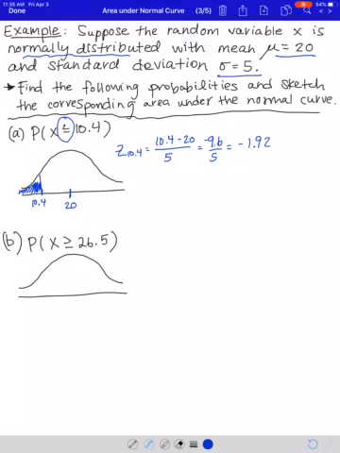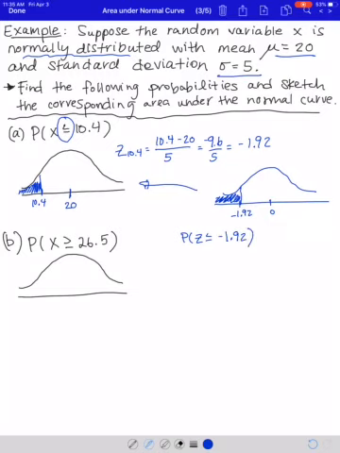Okay. So if I were to draw my standard normal curve here, now our mean is 0, and a z-score of negative 1.92, that's down here somewhere. And this is the area we need to find, which is the same area as we have over here. And in order to find this area, this is where we're going to use our table. So the probability that z is less than or equal to negative 1.92, let's refer to our table.